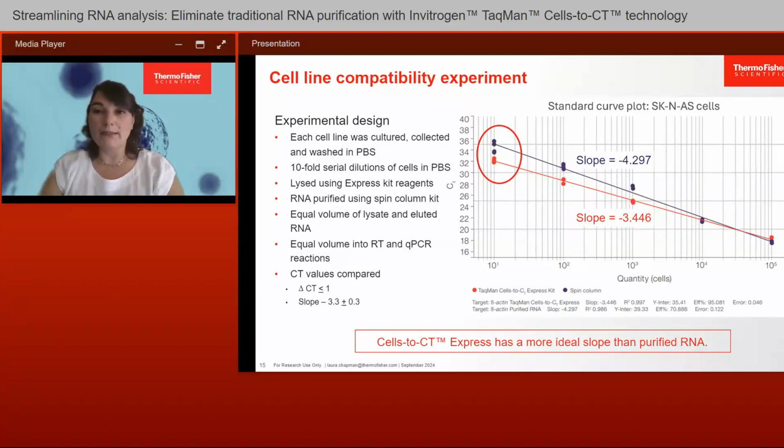And again, the slope, as I mentioned, a minus 3.3 slope is considered 100% efficiency because that would be ideal for 1 to 10 dilutions. And so the slope is more negative with the spin column kit because we're getting higher than expected CT values because of the inefficiency of the RNA purification method.